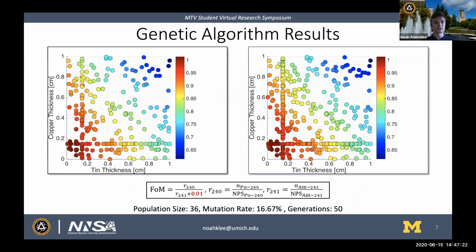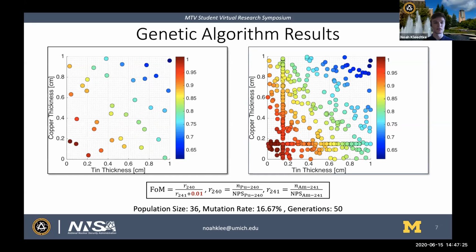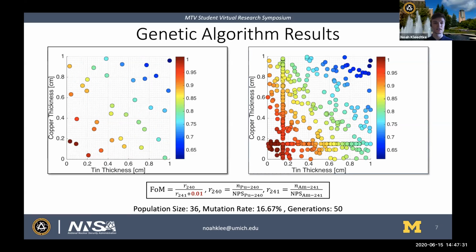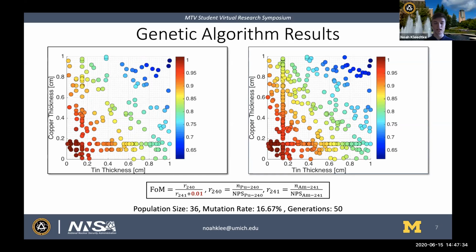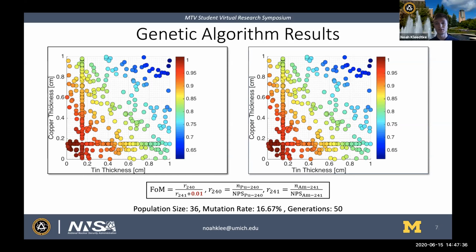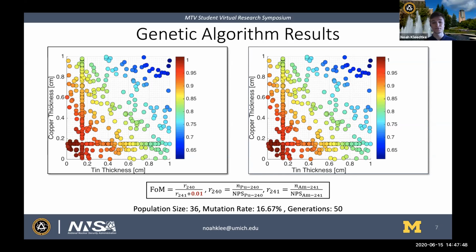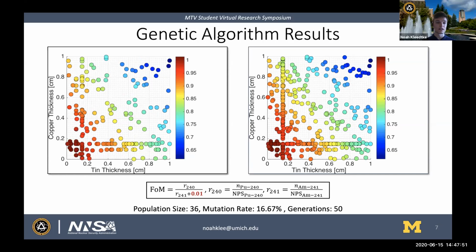The animation on the left side of the screen here shows the genetic algorithm actually working. Each screenshot is taken every 10 generations, and the plot on the right shows the final output from the genetic algorithm. Now, for each of the genetic algorithm runs that we did, we had a population size of 36, a mutation rate of around 16.7%, and 50 generations. The animation that I mentioned before will pop up again, but it shows that initial Latin hypercube sampling method followed by the convergence to the solution in the bottom left corner.